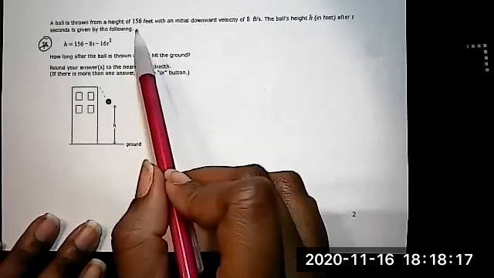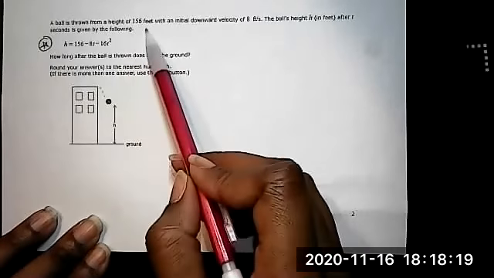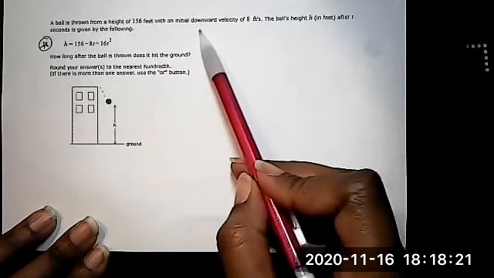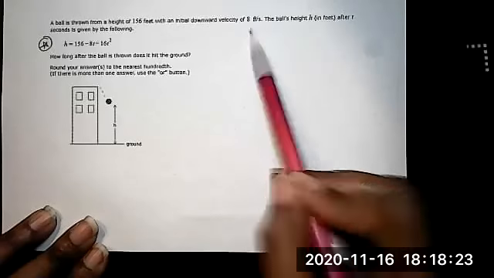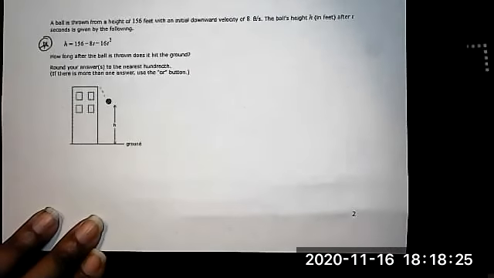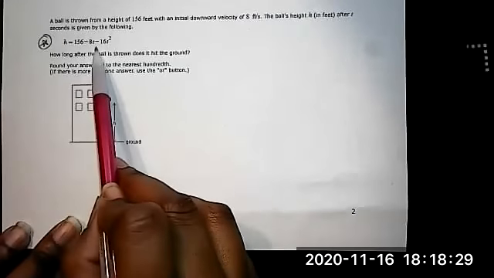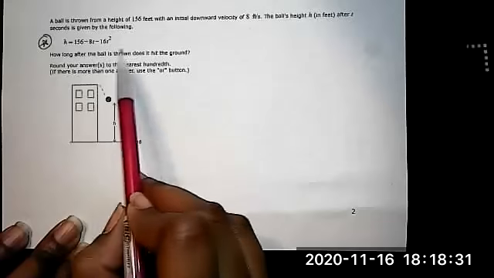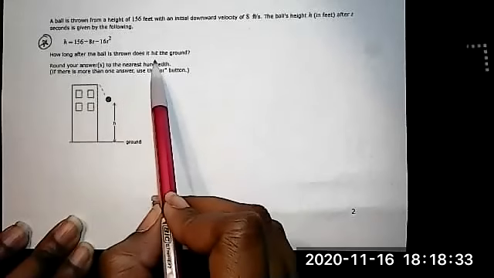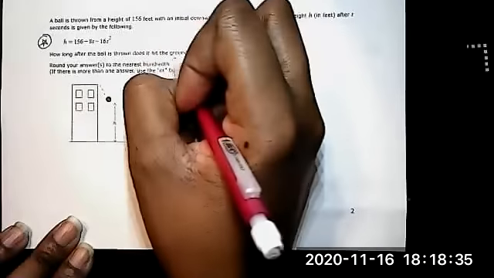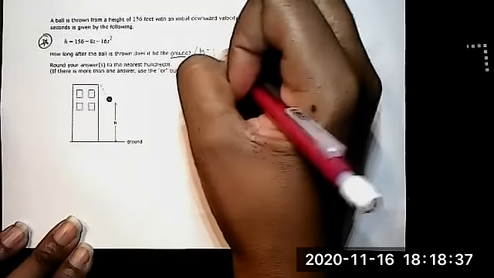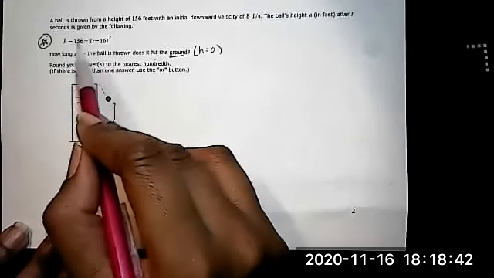A ball is thrown at a height of 156 feet with an initial downward velocity of 8 feet per second. The ball's height after t seconds is given by the following. So this is the equation. How long after the ball is thrown does it hit the ground? If it hits the ground, the h, or height, is 0.